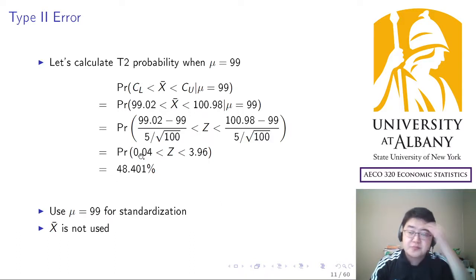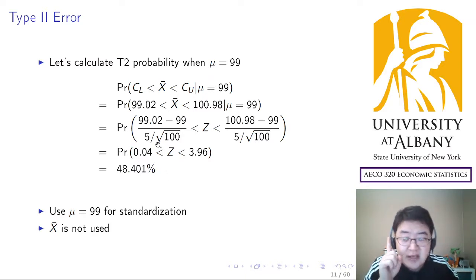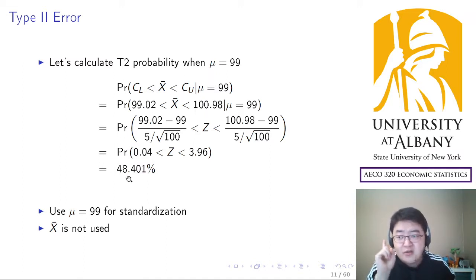So that's the type 2 error probability. It's a lot. There is only 1 milligram difference, and almost half of the time you cannot detect the difference given 100 samples.